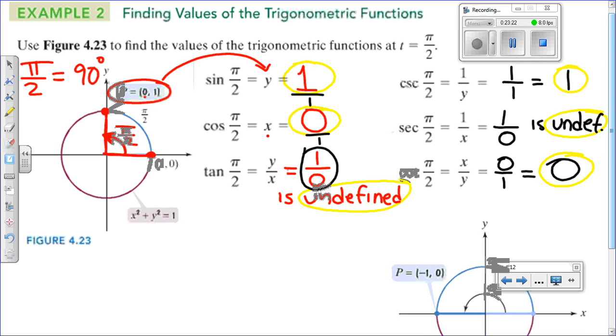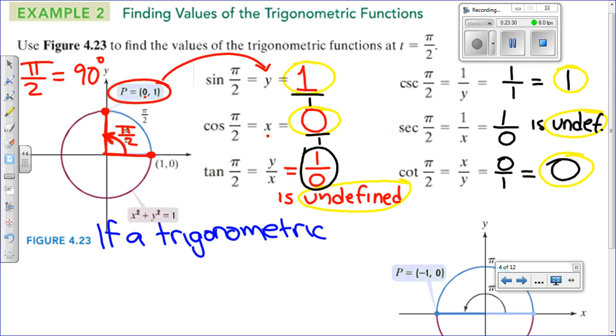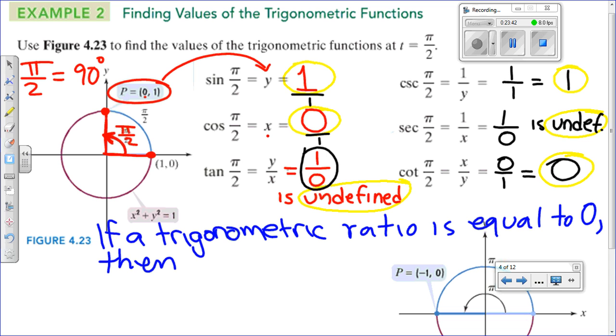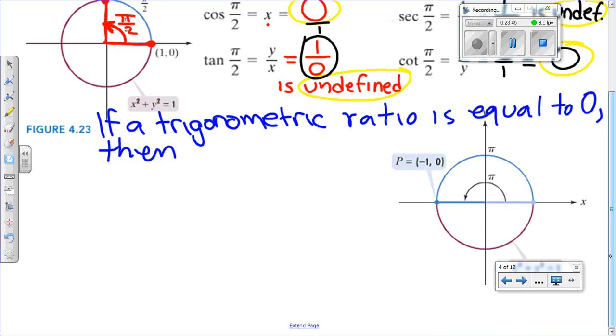Okay, so if a trigonometric ratio is equal to 0, then its reciprocal is undefined. You're going to finish the statement for me. Oh, I just gave you an answer. Is that what you guys thought? Yeah.